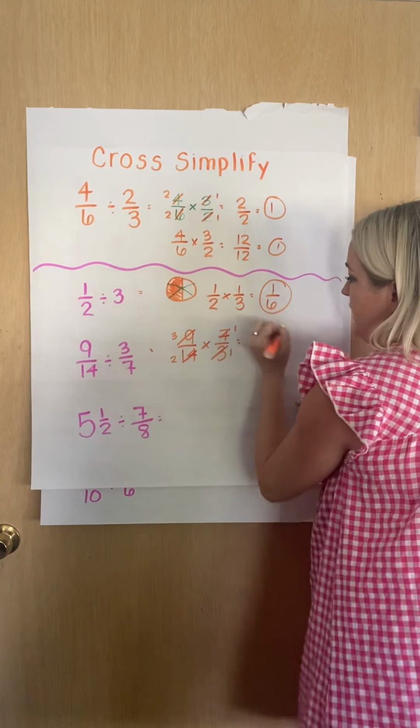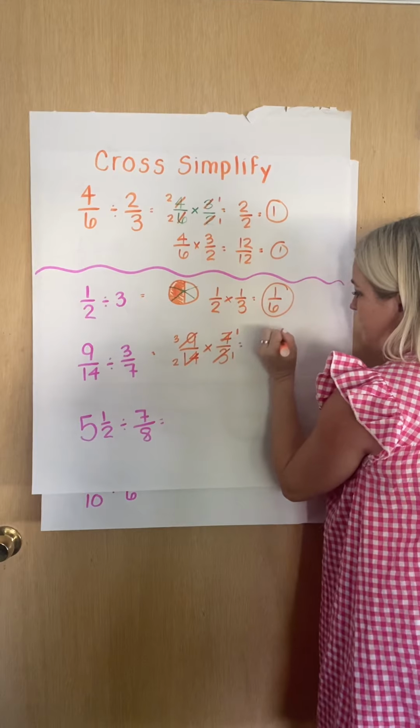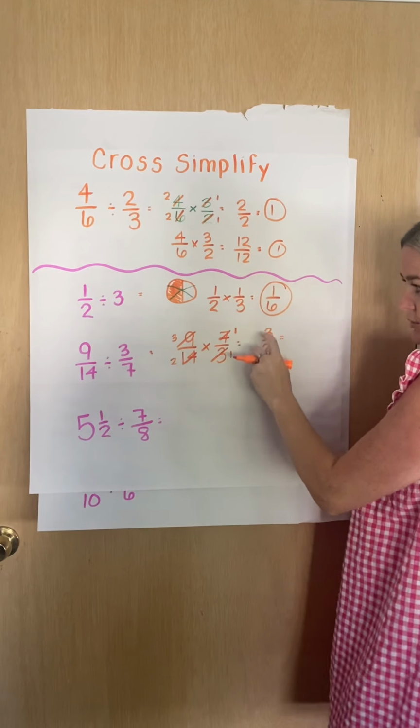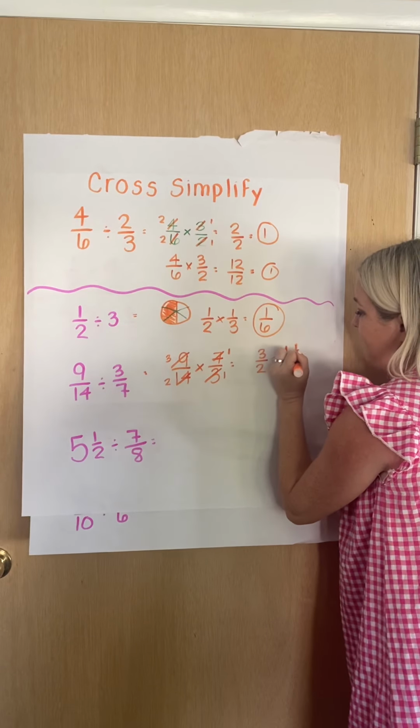So 3 times 1 is 3. 2 times 1 is 2. So I have 3 over 2, which 2 goes into 3 one time with 1 left over. So I have 1 1/2.